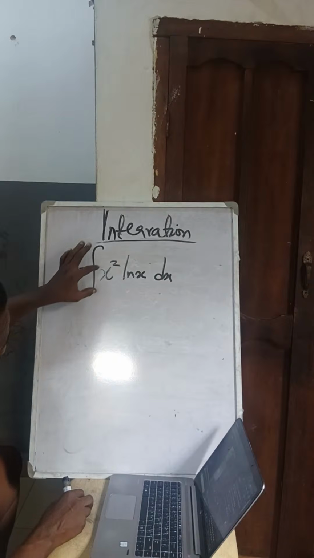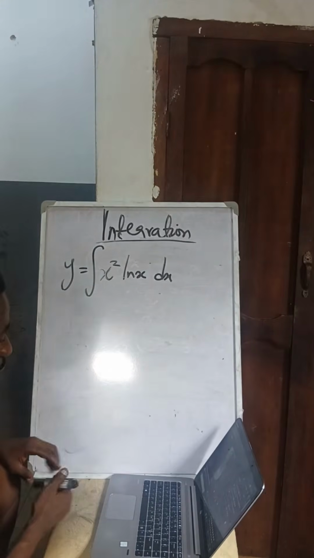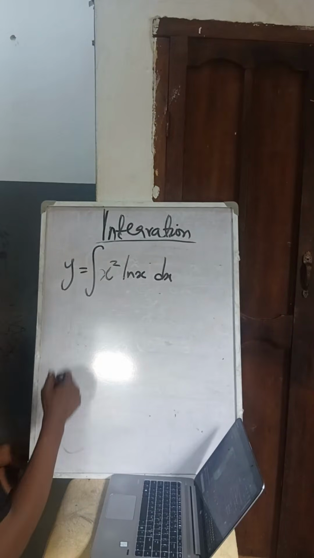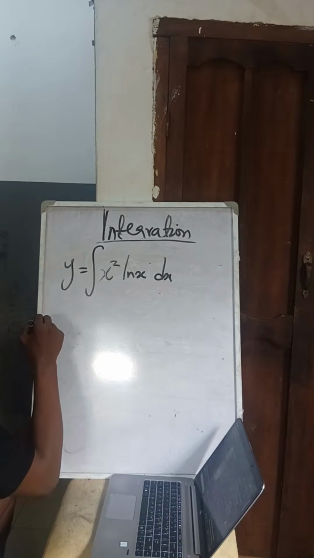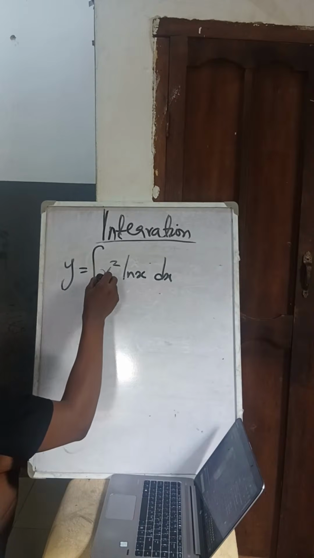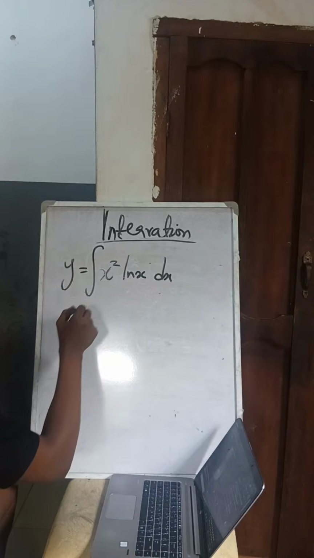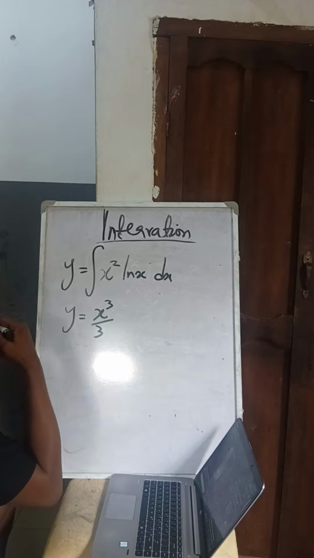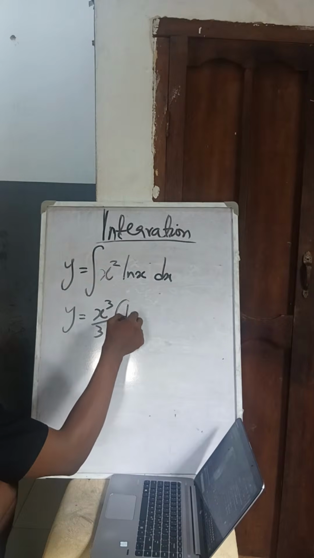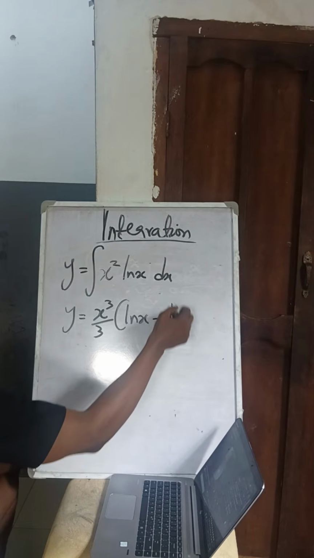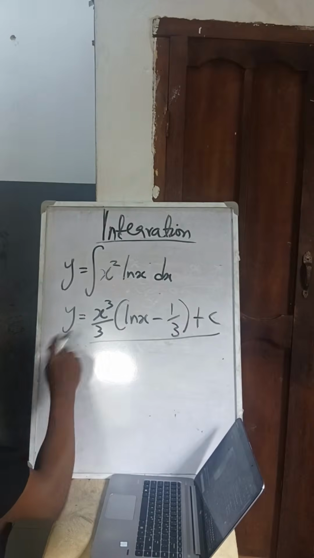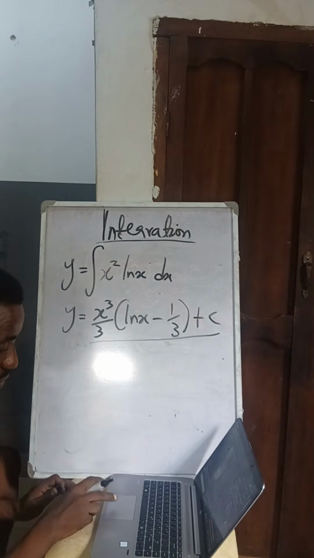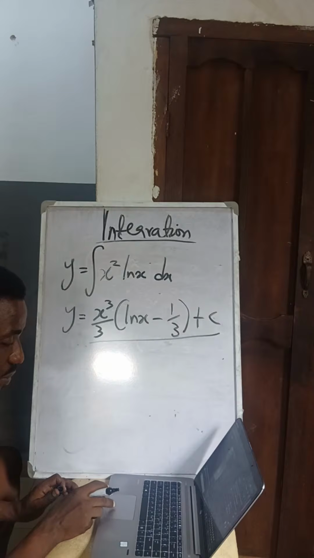Now, if you have y is equal to integral x squared ln x dx, all you need to do is x cubed over 3 into ln x minus 1 over 3 plus c. This is a shortcut method.